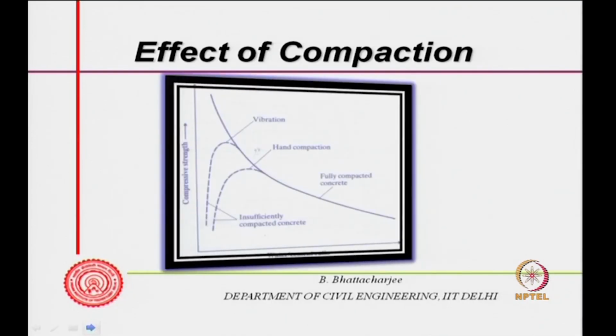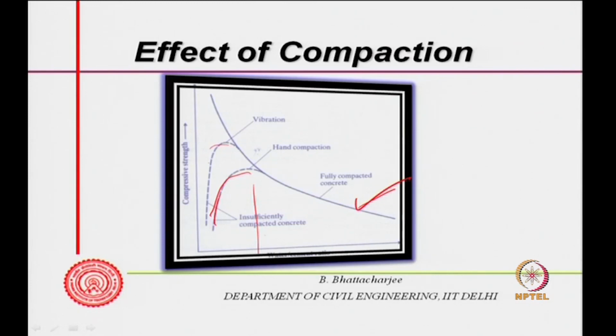That is what it is. So, effect of compaction. Now, you can see that this is fully compacted concrete. If you do a hand compaction, the strength might come down, especially with low water cement ratio, because the workability, the consistency of the paste may not be high enough to compact it easily, or flow properties may not be good enough for compaction.